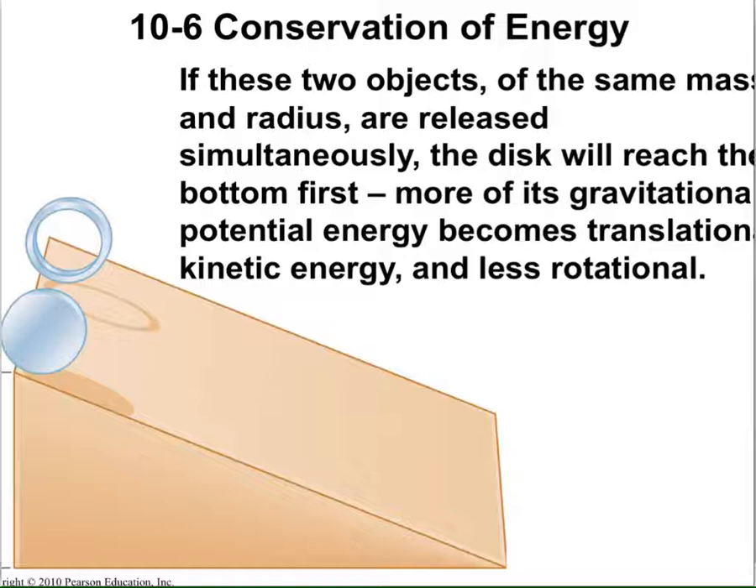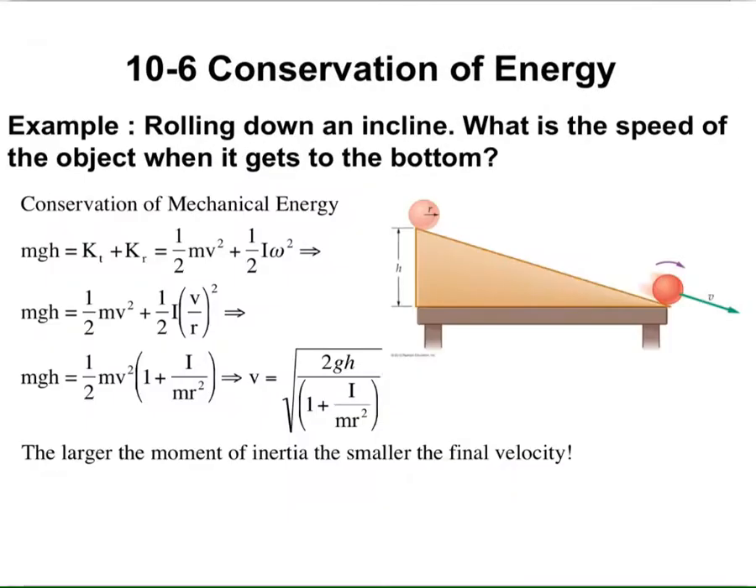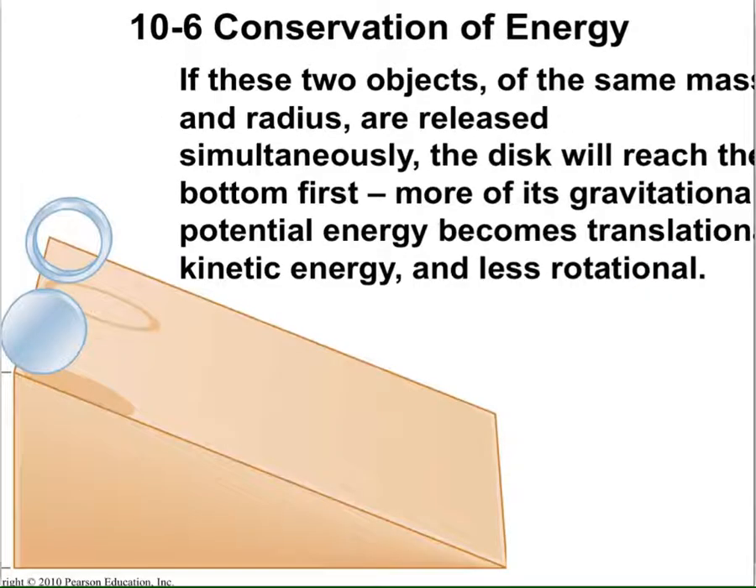Which one? Why? Let's use the result of the previous equation, right? The result of the previous equation. So the V for both of them will be 2gh divided by 1 plus I, the moment of inertia, divided by m r square. Okay? Everything is squared.